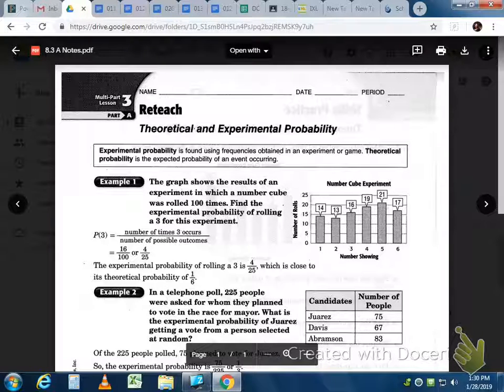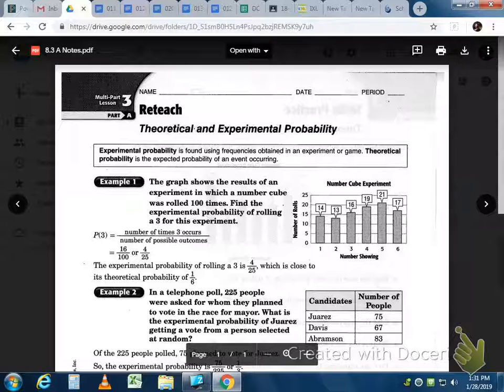Lesson 8.3a, Theoretical and Experimental Probability. The probability that we have studied so far is called theoretical. It's in theory, things happen that way. But we all know that if you flip a coin 10 times, there's no guarantee you'll get 5 heads and 5 tails. It just doesn't work that way. But theoretically, it's supposed to be that way.